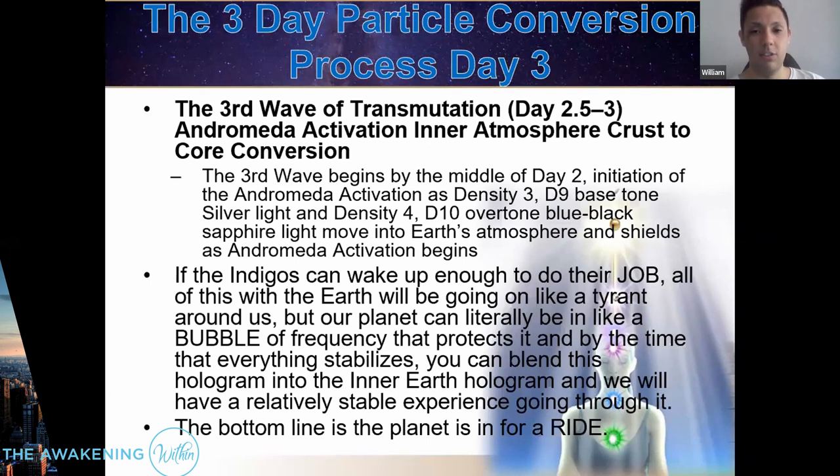Initiation of the Andromeda activation as density 3, the dimensional 9 base tone silver light, and density 4, the dimensional 10 overtone blue-black sapphire light, move into Earth's atmosphere and shields as Andromeda activation begins. So as the activation from Andromeda begins, there's an initiation that happens. The way that will work is that the third density of Earth and the ninth dimensional base tone silver light, so the color, and the fourth density of dimensional 10, the overtone blue-black, the color of the 10th dimension of the sapphire light, moves into Earth's atmosphere and moves here. So it's basically paving the way for the Andromeda activation to begin.